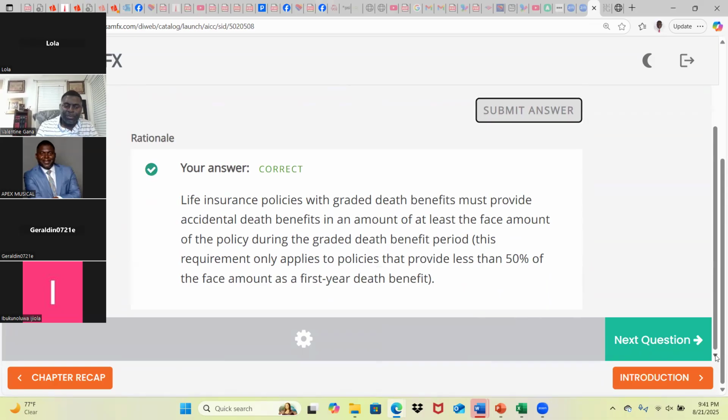Yes. Life insurance policies with graded death benefit must provide accidental death benefit in an amount of at least the face amount of the policy during the graded death benefit period. This requirement only applies to policies that provide less than 50% of the face amount as a first-year death benefit. All right. Very, very good.